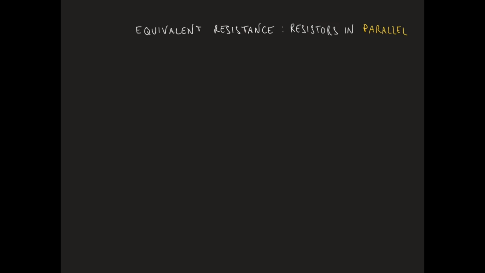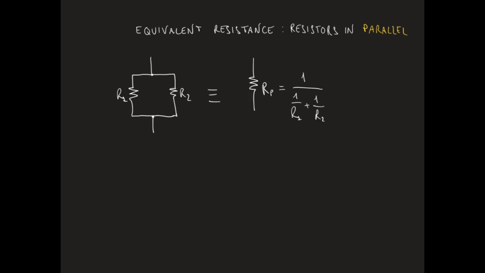Therefore, two resistors in parallel, R1 and R2, can be represented by means of an equivalent resistor Rp, whose value is given by 1 over R1 plus 1 over R2, or R1 times R2 divided by R1 plus R2.